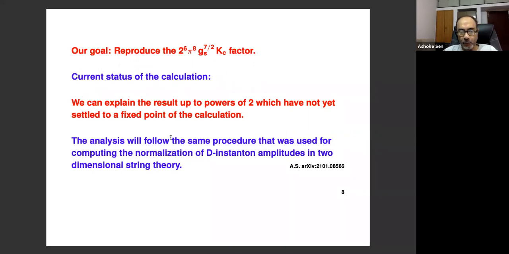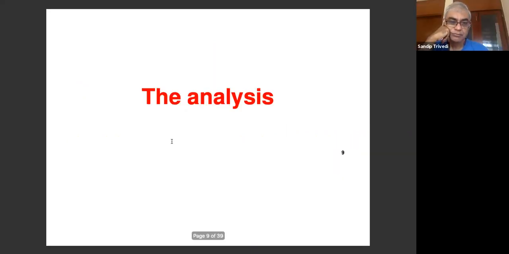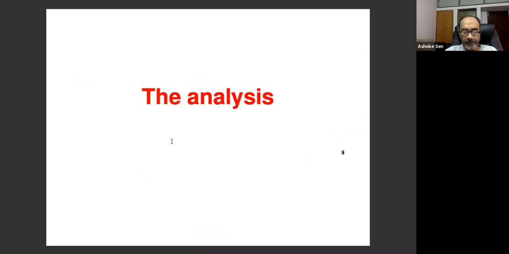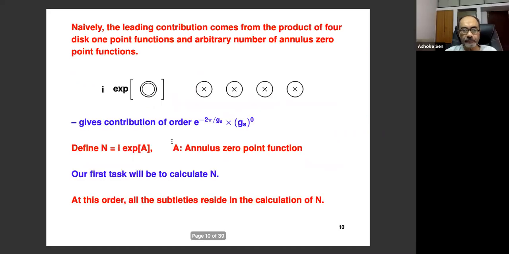And this analysis will follow more or less the same procedure that was used for computing the normalization of the D-instanton amplitudes in two-dimensional string theory. This is something I described in the ICTS talk, but this will be independent. It's basically the same kind of procedure. So now let me begin with the analysis.